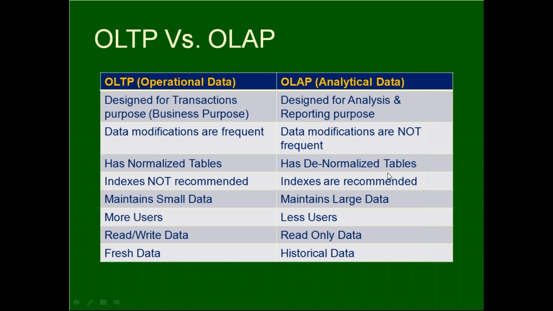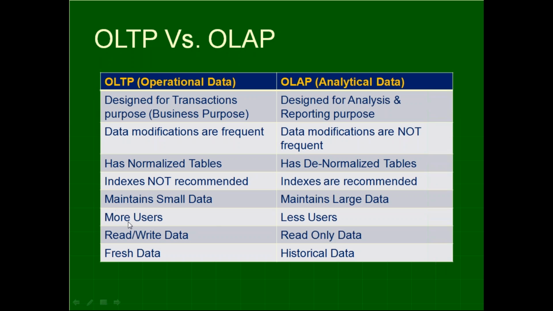And denormalization is also good. When you're writing, normalization is good. When you're reading, denormalization is good. Why? We'll discuss. And indexes are definitely bad when you're writing the data because OLTP means it is more writing. OLAP means more reading, right? So this is the read and write data, but here more writing, more read, and more users.